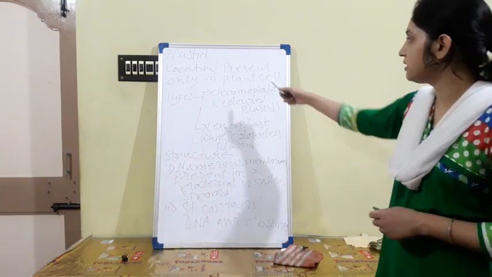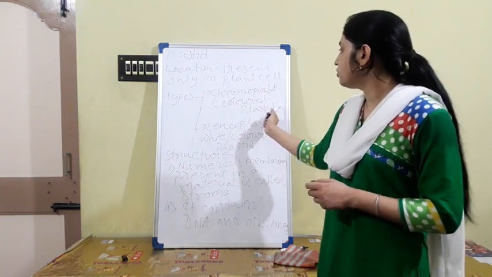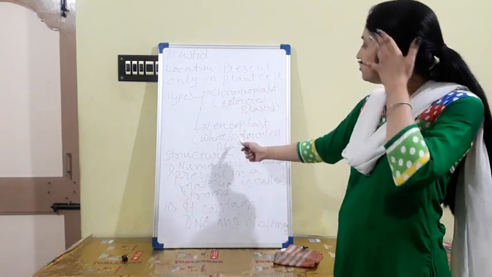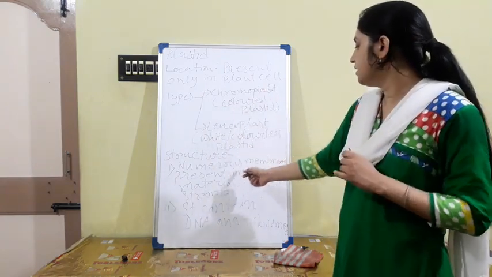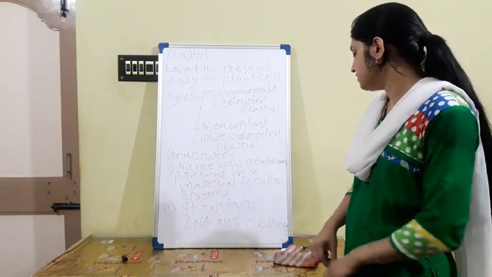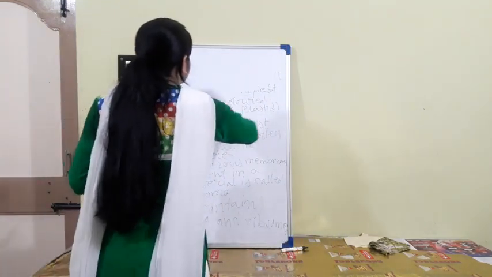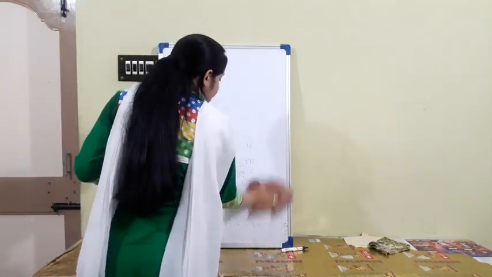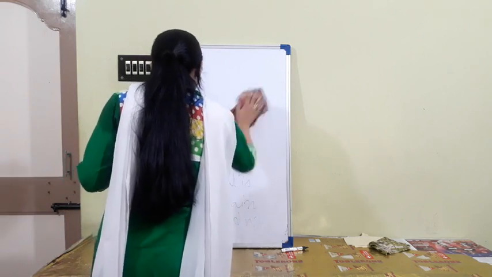Location: present in any plant cell. Chromoplast, colored plastid, and leucoplast, white or colorless plastid. Numerous membranes present in a material called stroma. It contains DNA and ribosomes. Function: what is the function of plastid?